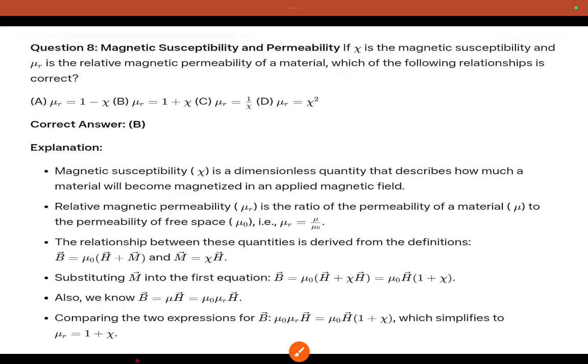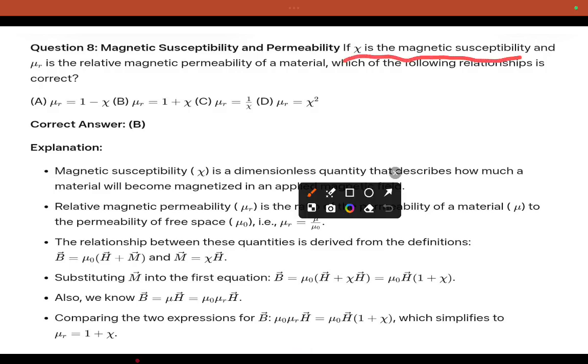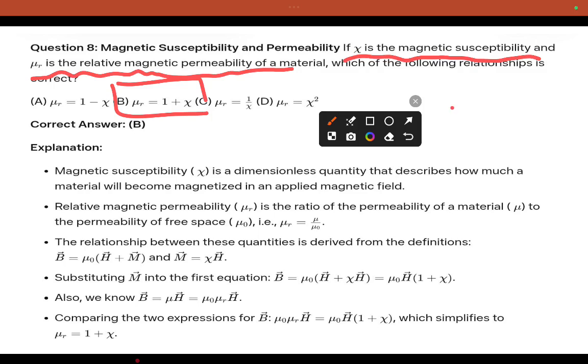Coming to question number 8, related to susceptibility and permeability. If chi is the magnetic susceptibility and mu r is the relative magnetic permeability of a material, which of the following relations is correct? That is mu r equal to 1 plus chi. Susceptibility chi equals I by H or M by H, a ratio of M by H. It is a dimensionless quantity that describes how much a material will become magnetized in an applied magnetic field.